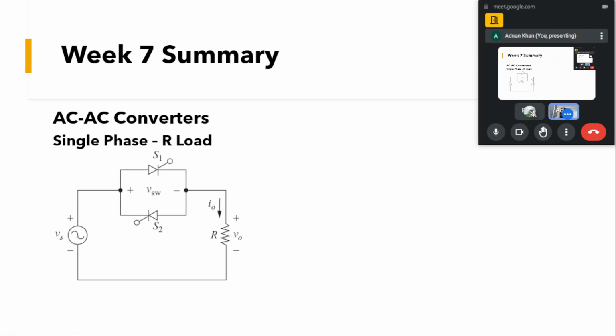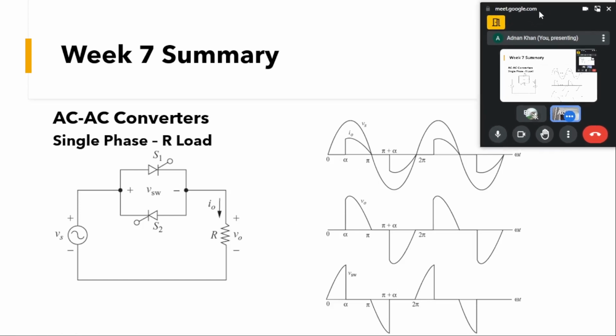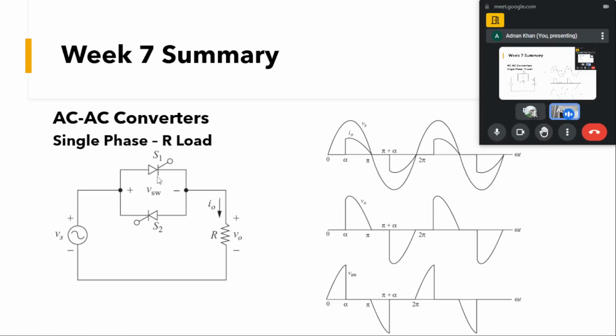The basic circuitry will be a single phase AC to AC converter. We'll have two thyristors, S1 and S2, in an anti-parallel fashion. That means during the positive half S1 will be turned on, and during the negative half S2 will be turned on. When S1 is turned on during the positive portion, we'll be getting the positive half.